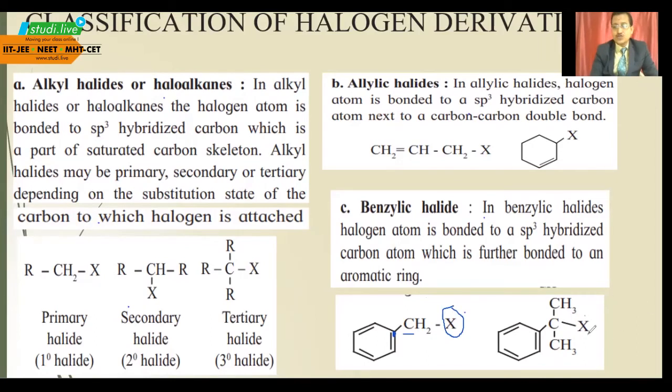This is your halogen X. Yes, this is X halogen. This is your carbon atom here. This is attached to the next carbon by again a single bond. So again this also becomes what is called as sp3 hybridized. So the statement, in benzylic halide, halogen atom is bonded to a sp3 hybridized carbon atom, which is further bonded to an aromatic ring, to a benzene ring.